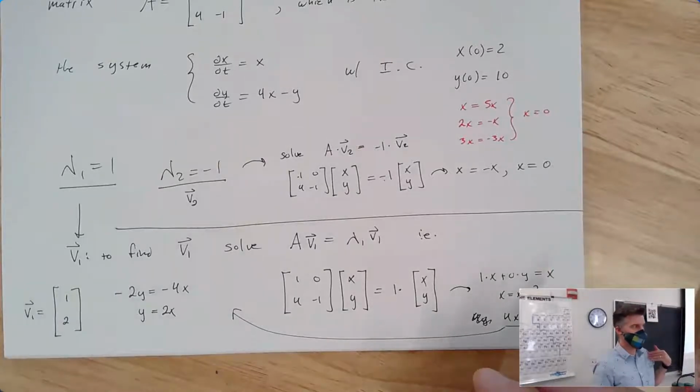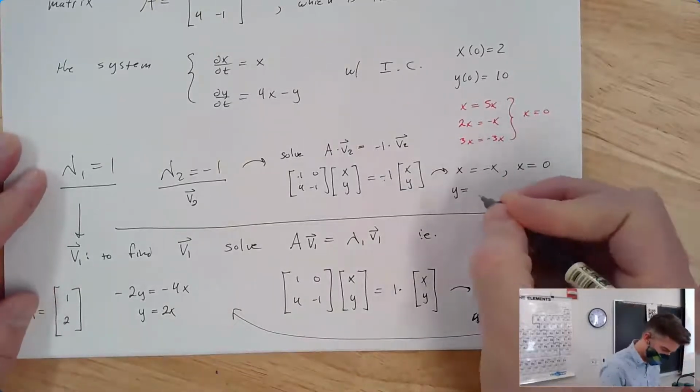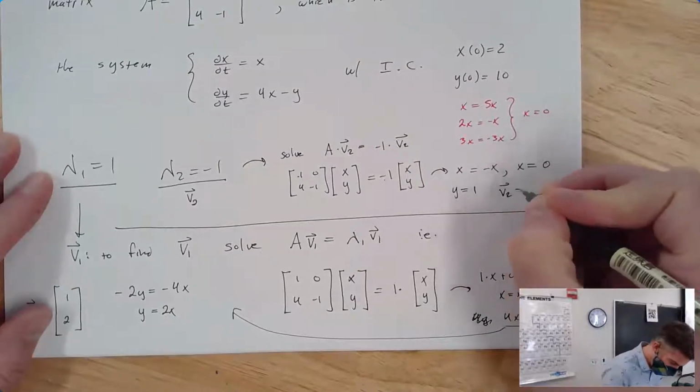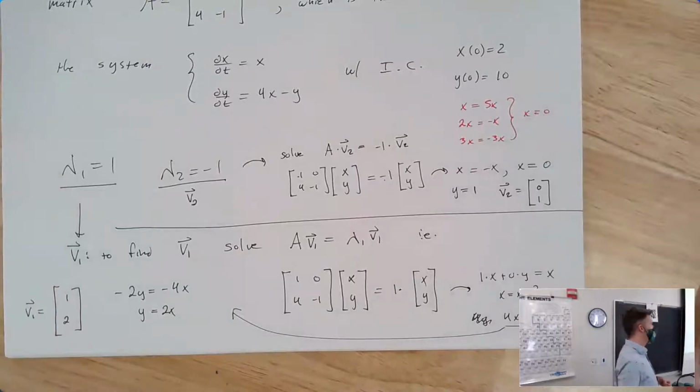If x equals 0, what does that mean for y? Y gets to be whatever you want it to be. We're going to pick 1. So my eigenvector here is 0, 1. And again, I should be more specific. Y gets to be anything you want it to be except for 0, because 0, 0 is never an eigenvector. I'm going to say that every time. 0, 0 is never an eigenvector.